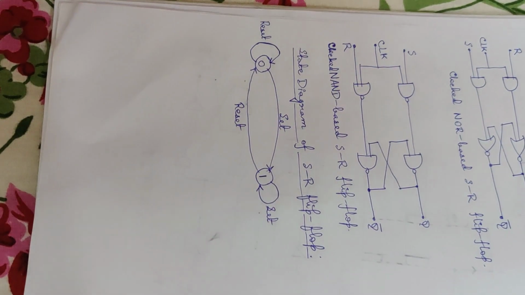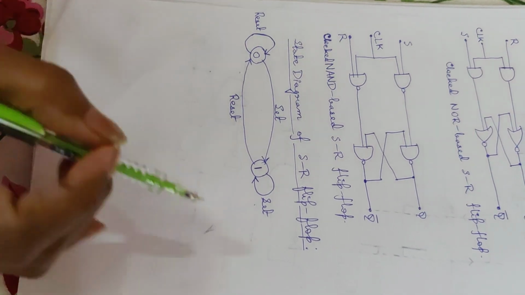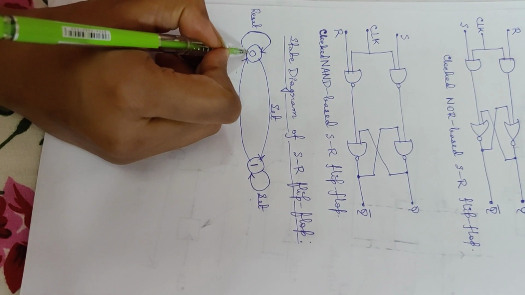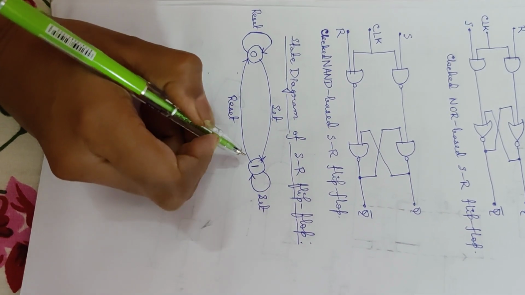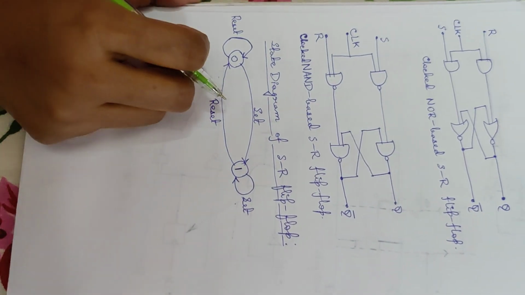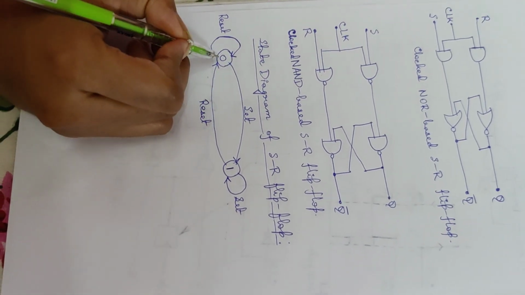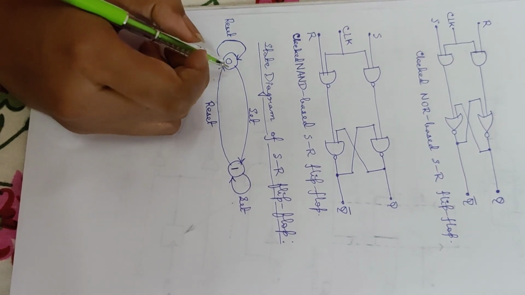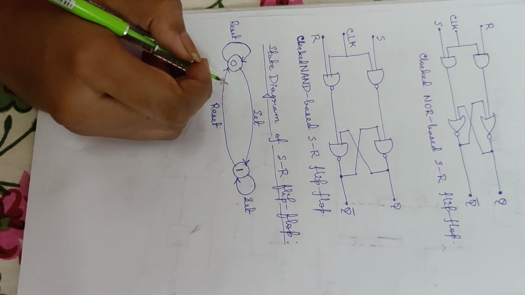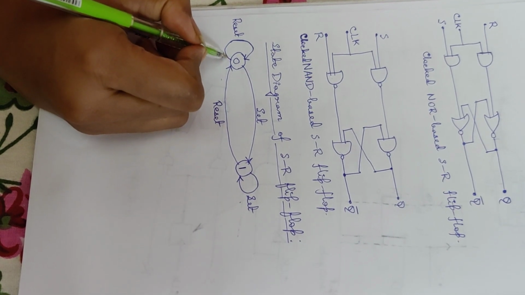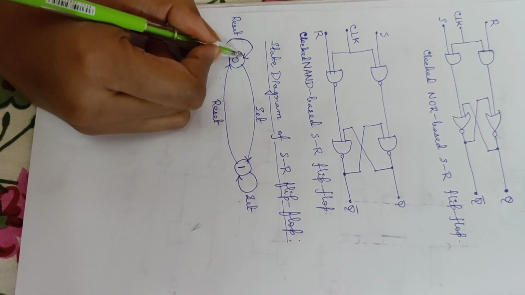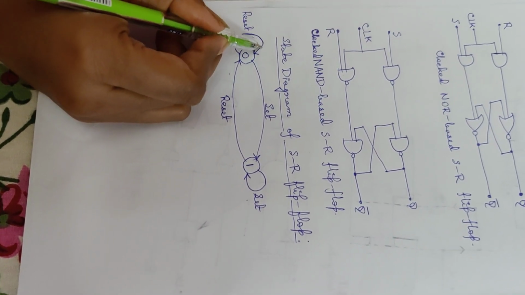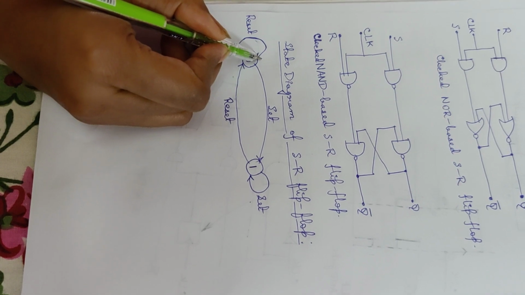Now coming to the state diagram of SR flip-flop. SR flip-flop can have only two states. One is 0, another is 1. So we can say this is a bistable device. Now when it is at 0 and in next state it is again 0, then we can draw a line like this. This line means from the previous state it is again going to its next state.